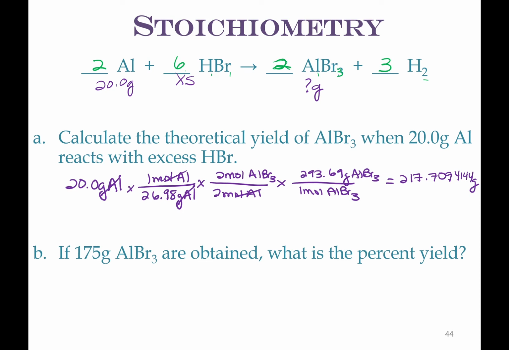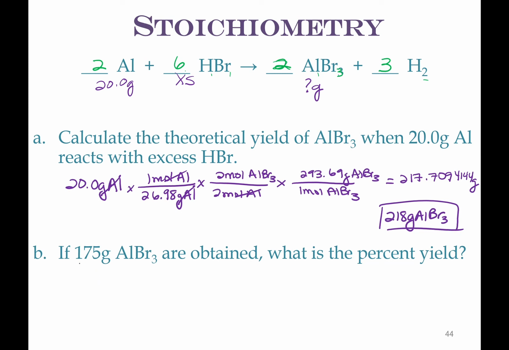So what is the theoretical yield? Let me just double check that. So I'm going to put that in my calculator. It's 20 divided by 26.98 times 2 divided by 2 times 293.69 and 217.709. Yep. So this would be to 3 significant figures, 218 grams of aluminum bromide. That's our answer to this part. Number, unit, label, sig figs.